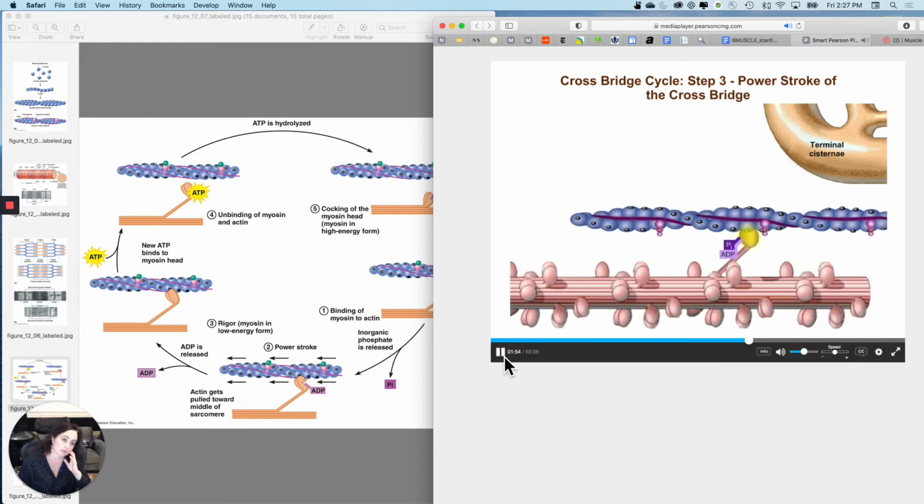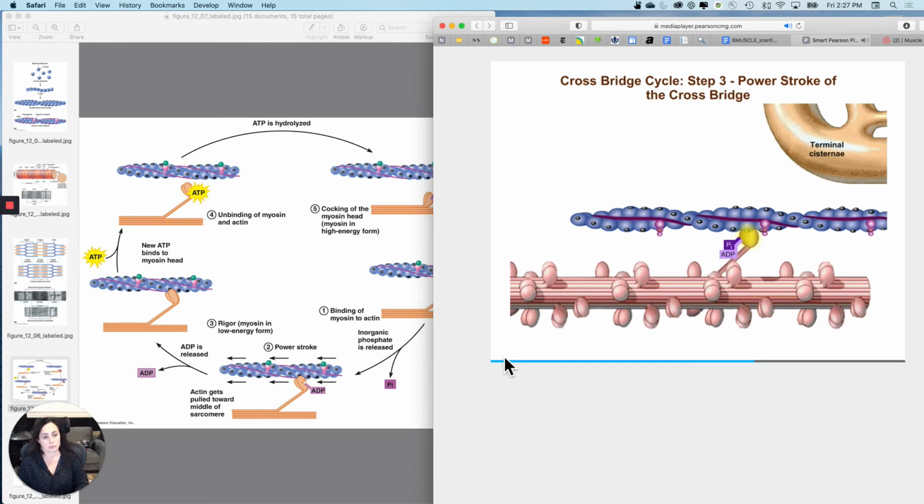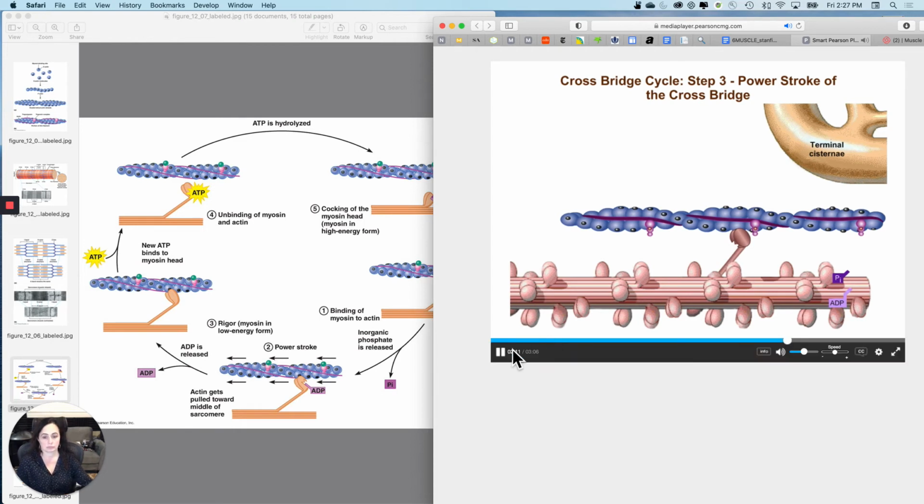The binding of myosin to actin brings about a change in the conformation of the myosin head, resulting in the release of ADP and inorganic phosphate. Phosphate first, though. At the same time, the myosin head flexes, pulling the thin filament inward toward the center of the sarcomere. The only thing that he didn't really clarify here is the phosphate falls off, then the power stroke, then the ADP falls off, just so you don't get confused when you're looking at this.